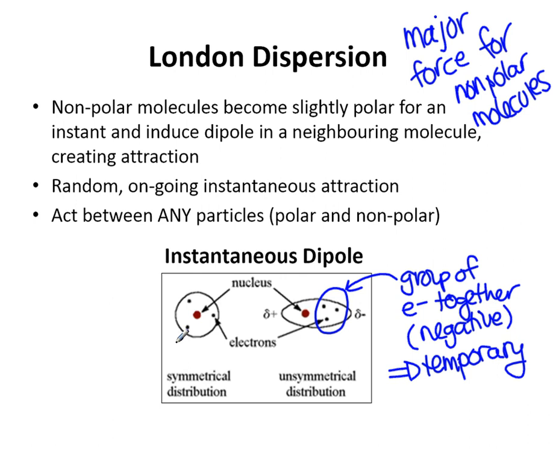But for that one small fraction in time, you create an instantaneous dipole that kind of turns itself on and off throughout the millions and millions of molecules that would be present in a sample. And just by that fact alone, you're creating some positive and negative charge, and then those dipoles will attract to one another, and then they'll allow that nonpolar molecule to stay together.